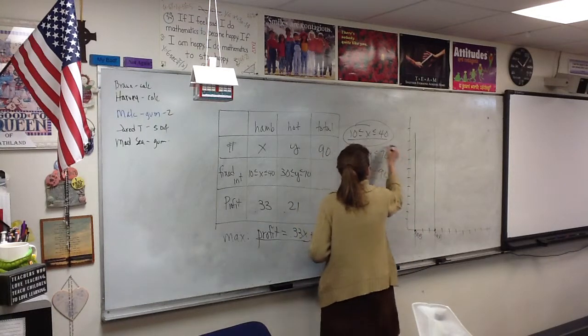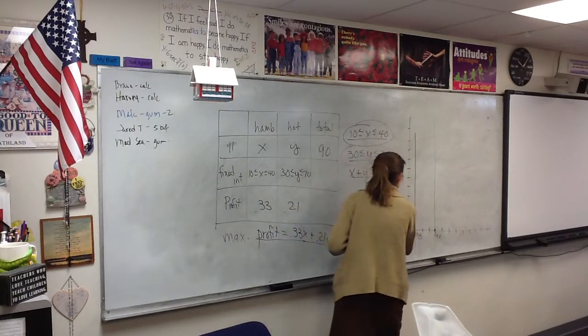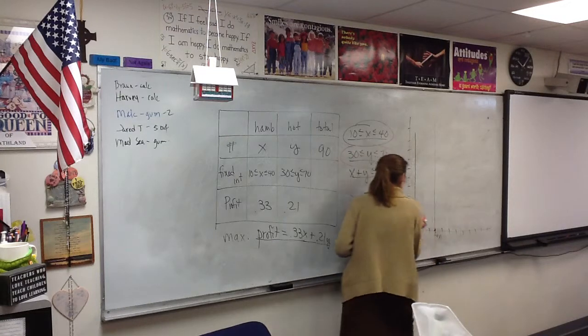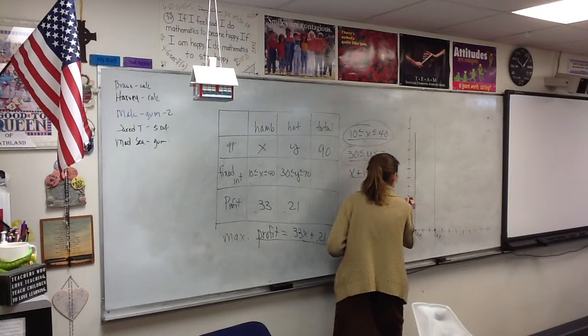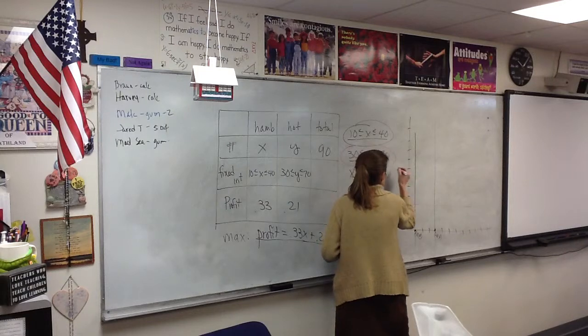And now I'm gonna do this in red. Now this says Y is 30. So this would be where Y is 30. 40, 50, 60, and 70.